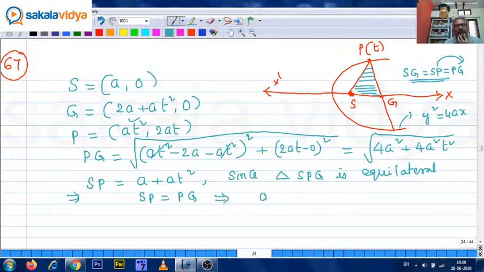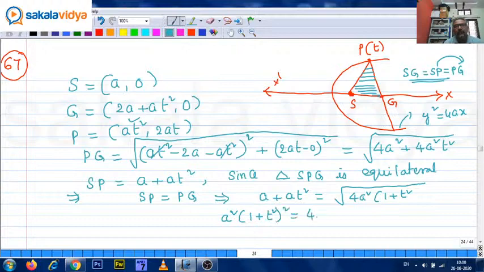So that means a plus at square equals the root of 4a square common, we have 1 plus t square. Squaring on both sides, a square of (1 plus t square) whole square equals 4a square of (1 plus t square). So 1 plus t square cancels here, a square cancels. So that means we have t square equals 3.